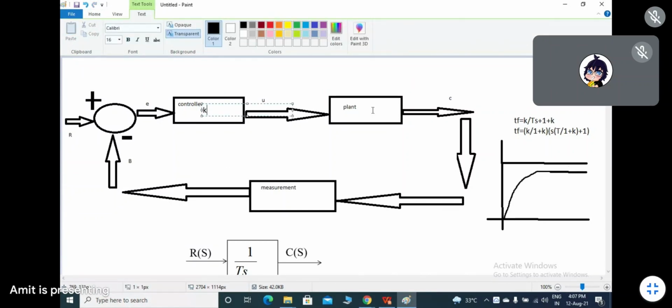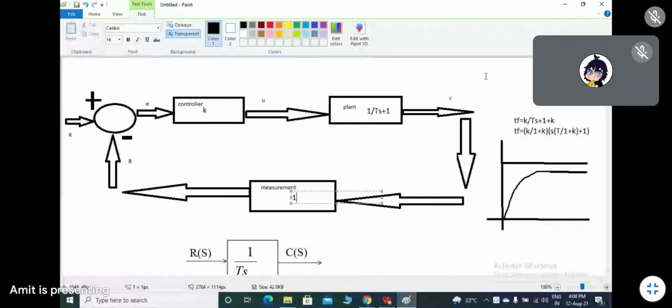I am taking the plant transfer function as a first order system, and I am writing it as 1 divided by tau s plus 1. That is the transfer function of your plant. For your ease, I am making the measurement unit 1. If this is the case, what will be its overall transfer function, meaning what will be C by R?